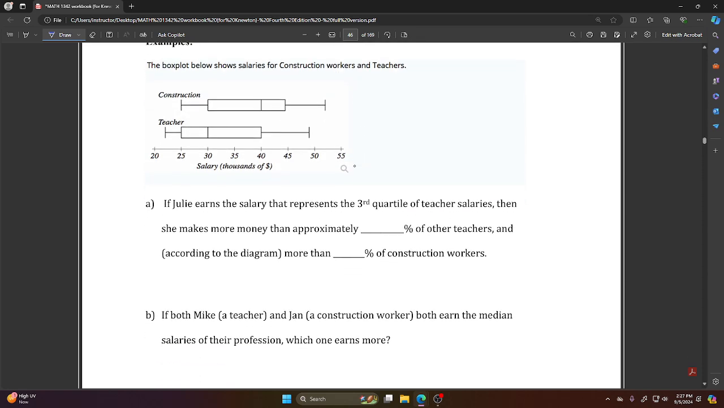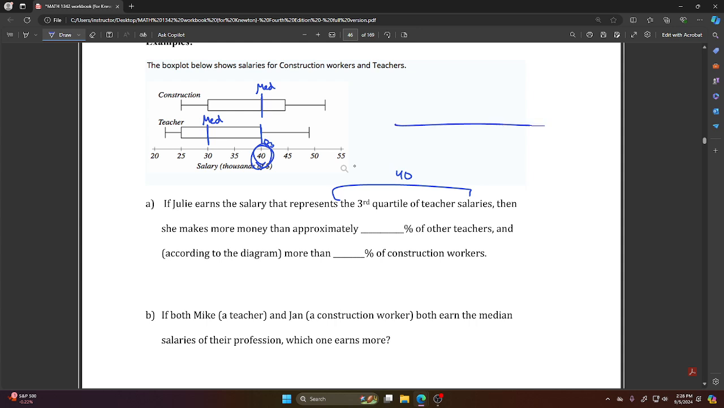Okay. So here we go. Box plot for construction worker and teacher. And so you can see that we got these box and whiskers here. You can see that this right here is the median versus here, this is the median. If Julie earns the salary represented by the third quartile of teacher salaries, so she's right here at 40, then she makes more money than approximately blank other teachers. Pause.